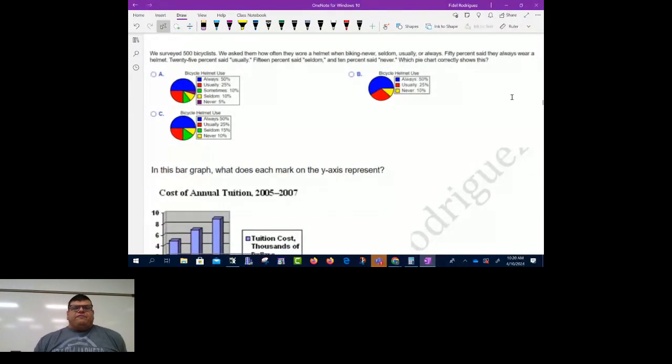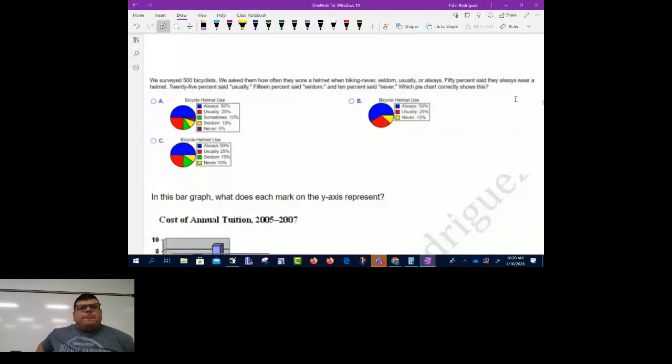Let's see if we can look at this first one here with the pie chart. It says we surveyed 500 bicyclists. So people who ride bikes, they asked 500 of them: how often do they wear a helmet when biking? Some people said never. Some people said seldom. Some people said usually. Some people said always.